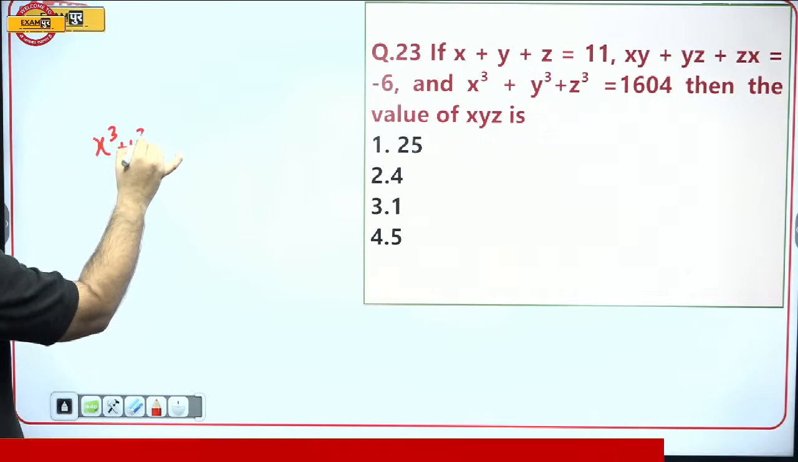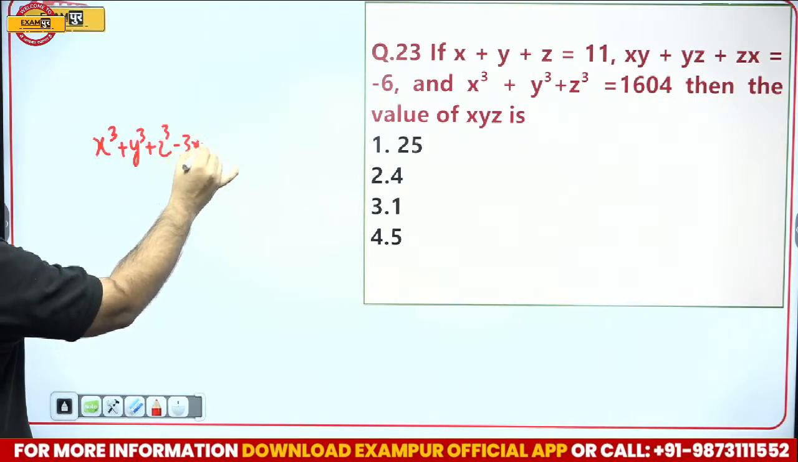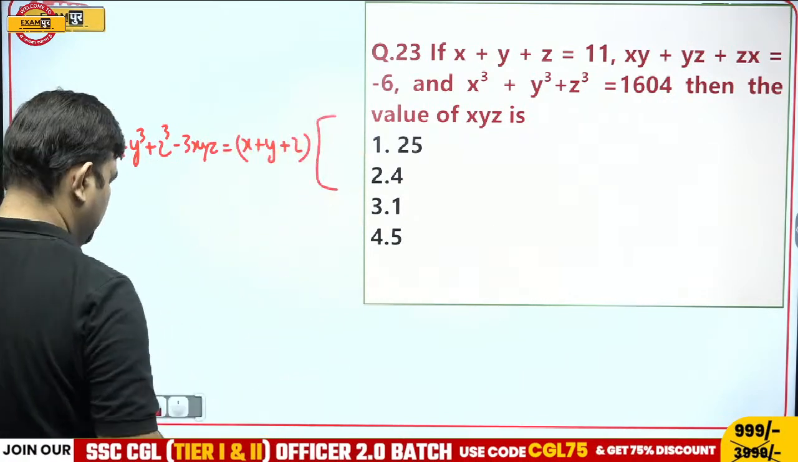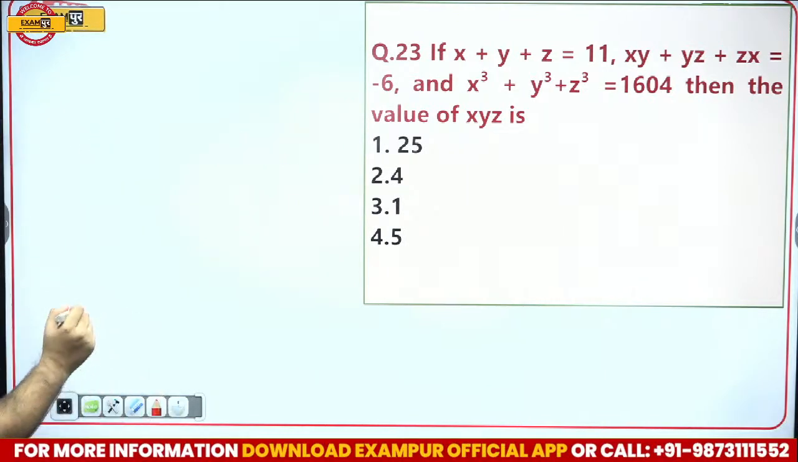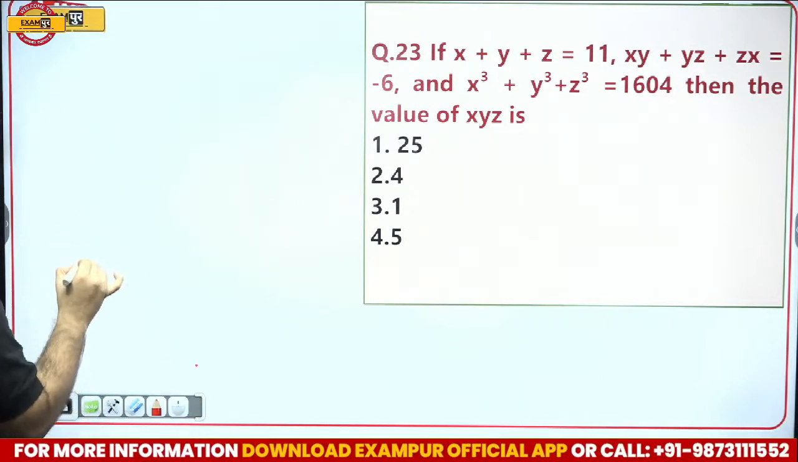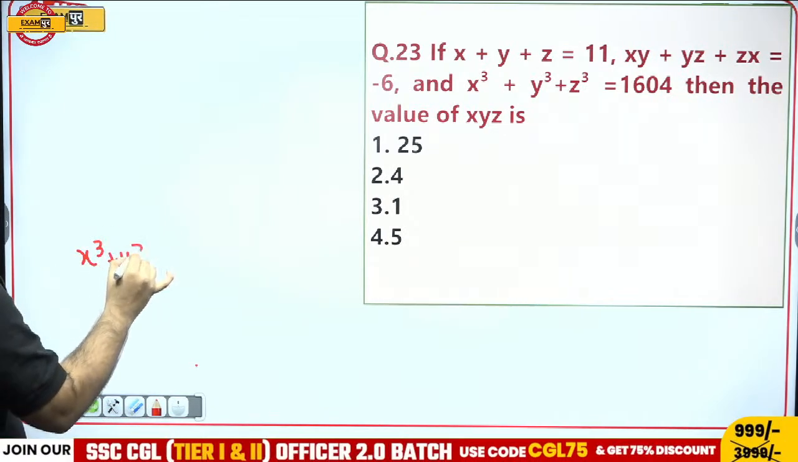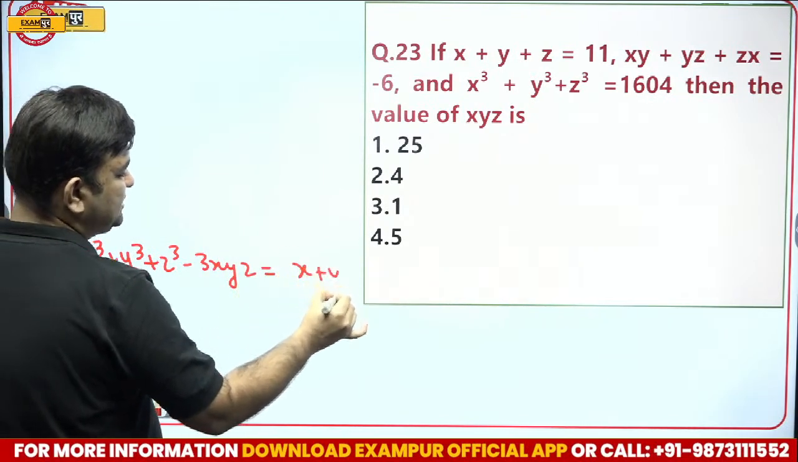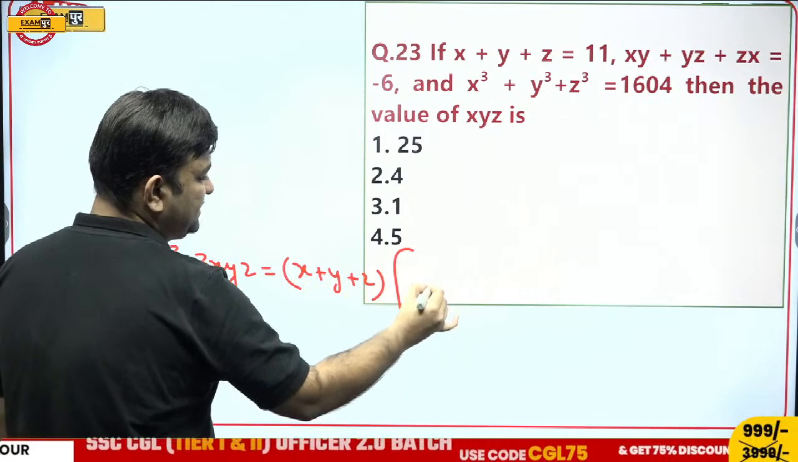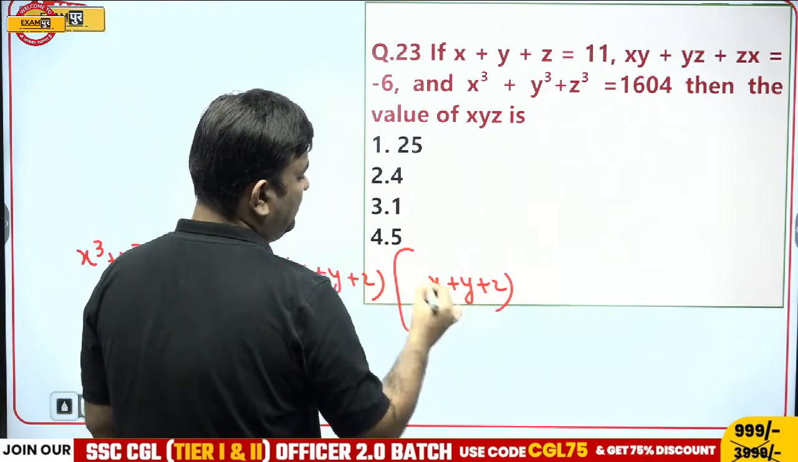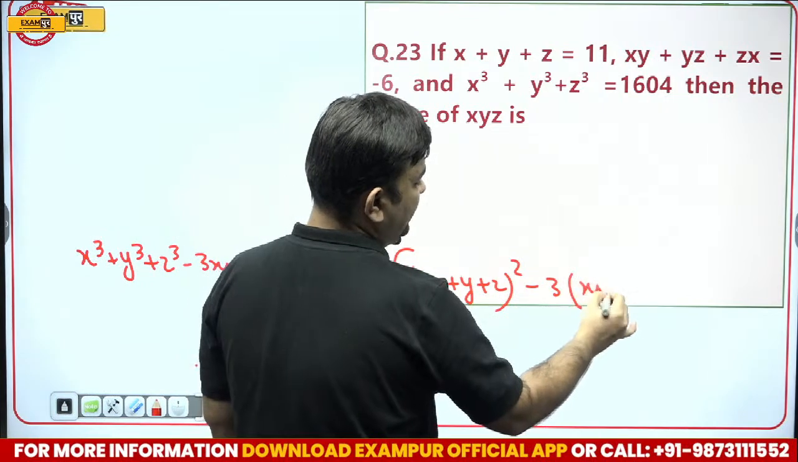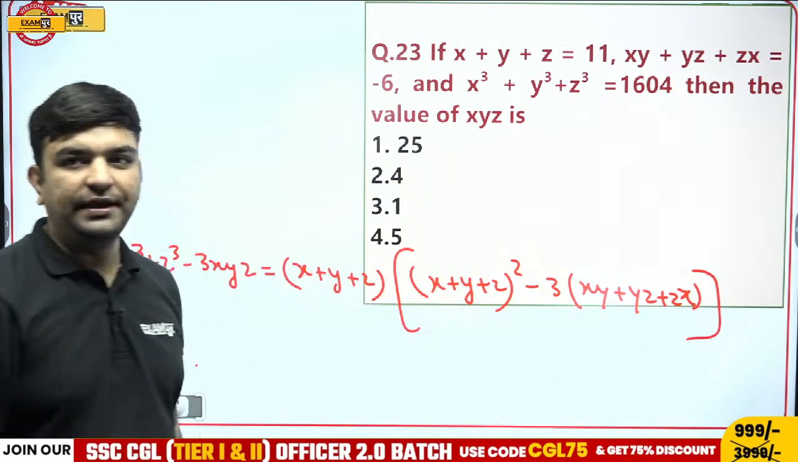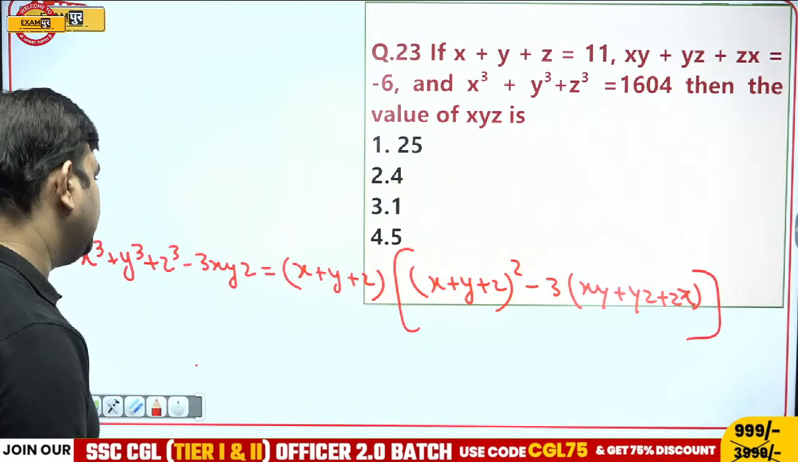x cube plus y cube plus z cube minus 3xyz. The most used formula of this is x plus y plus z into (x plus y plus z) whole squared minus 3 times (xy plus yz plus zx).